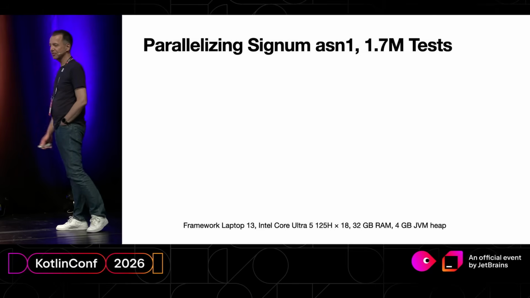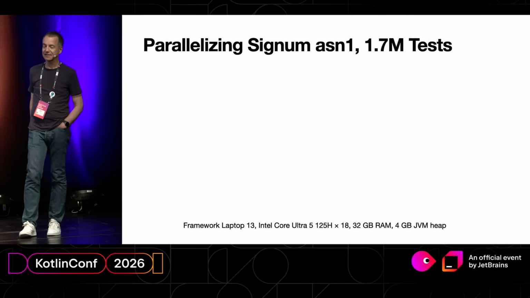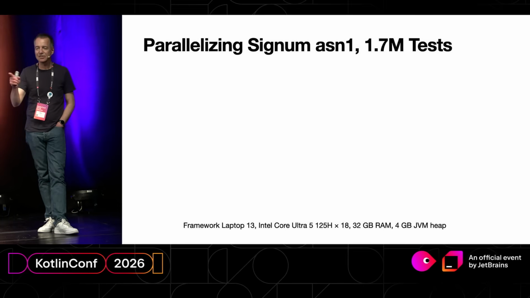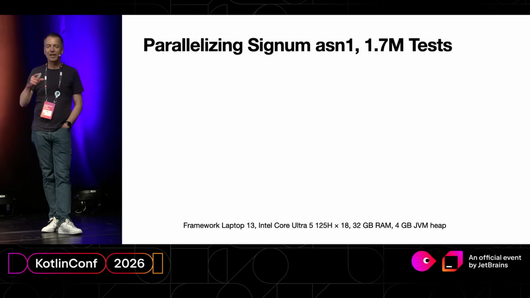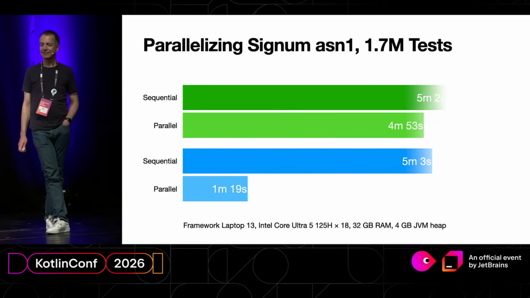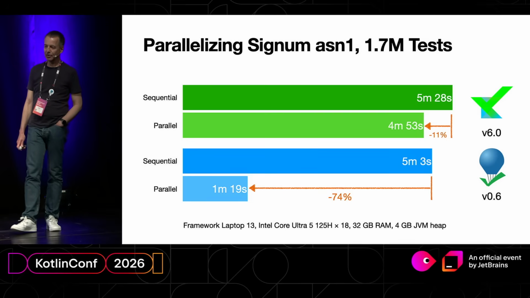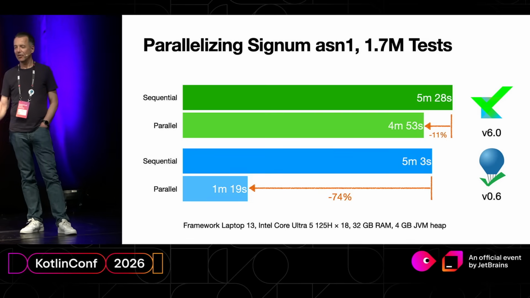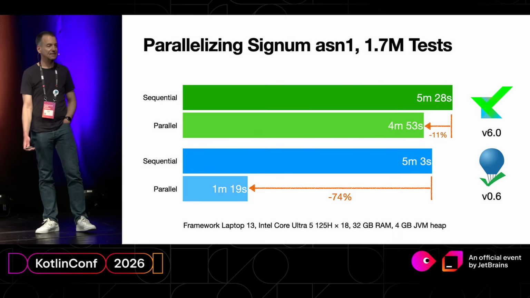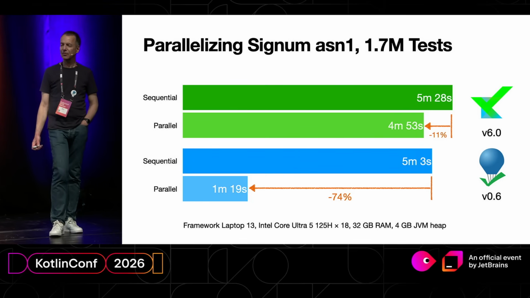So one step further, try the same thing with 1.7 million tests. It's the same amount of data points tested, just another distribution, another granularity of the tests being produced. So here again, with Kotest, parallelization gained 11%, and with TestBalloon, it gained 74%. So I thought, why?